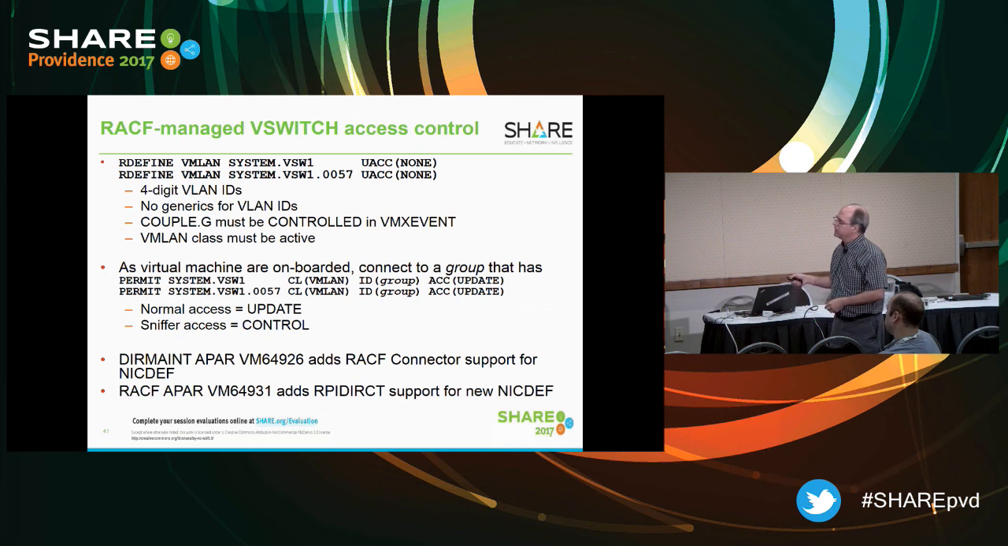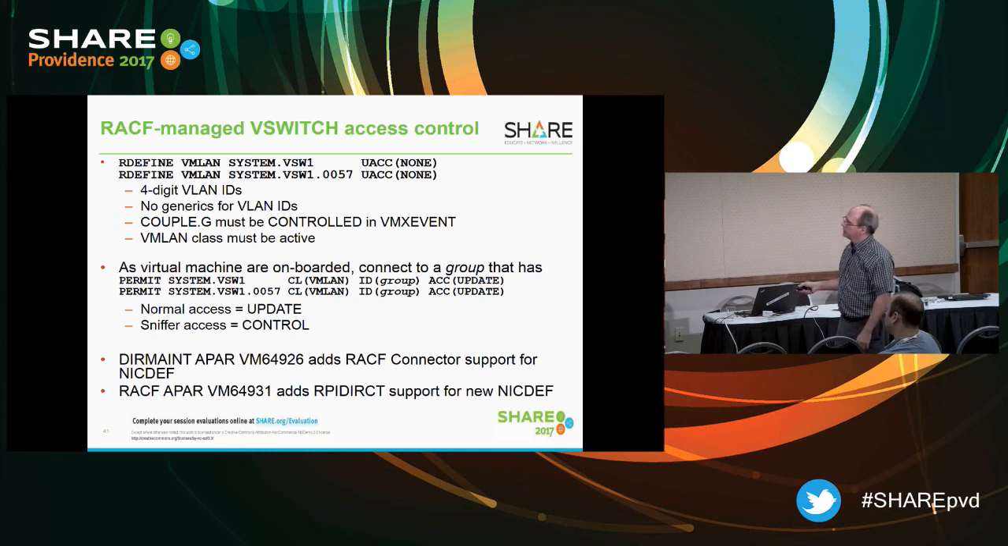Your external security manager can manage VLAN assignments, and can manage access to the virtual switches. So here's an example, a RACF example, showing me giving a virtual machine access. I define this. I say, there's my virtual switch. By default, nobody has access to it. I created a VLAN 57 on it. And by default, nobody has access to it.